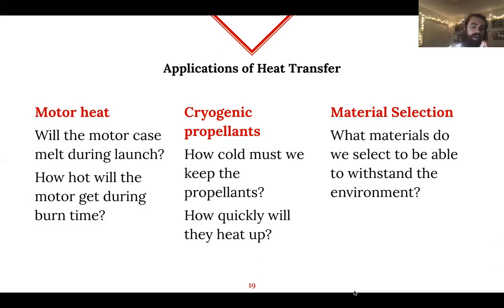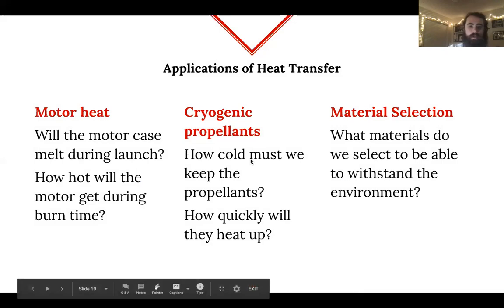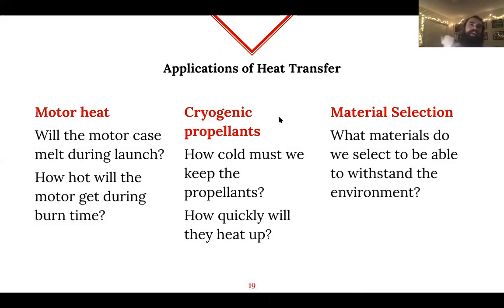Some of the applications of heat transfer, I mean, you all know what heat transfer is, but, motor casing heat. When you have a propellant burning in your motor case, you need to know how hot your motor casings get so you can adequately use the proper materials. Cryogenic propellants, we talked about earlier. You're going to have extremely low temperatures. Liquid nitrogen is, I think, negative 329 degrees Fahrenheit. It's extremely cold. It's around negative 200 Celsius or 70 Kelvin or something like that. I forget. And then again, like I talked about with the motor heat, the material selection.